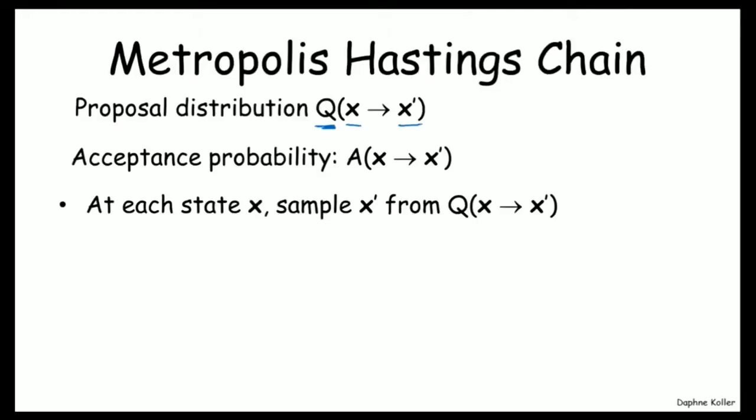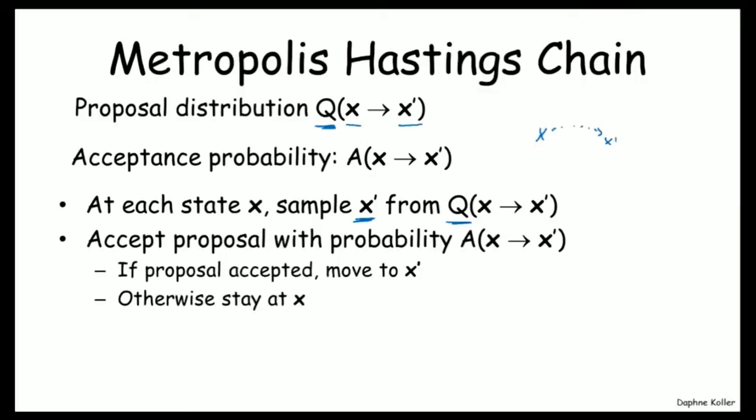At each state x, we sample a potential successor state x prime from my proposal distribution Q. So x, and we sort of have a proposal to go to x prime, and I denoted this using a dashed line. And now the acceptor says, do I accept that? And if the proposal is accepted, then I actually make that transition. And if the proposal is rejected, I just stay where I am.